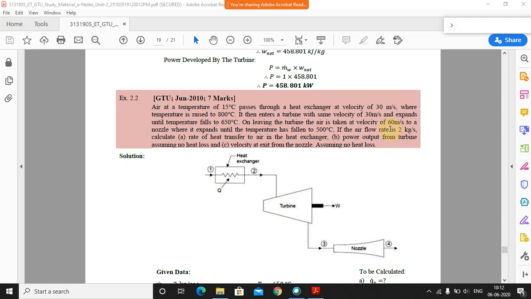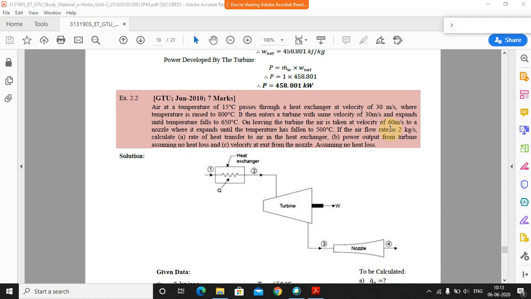If the air flow rate is 2 kg per second, calculate first the rate of heat transfer to air in the heat exchanger, second the power output from the turbine assuming no heat loss, and third the velocity at the exit from the nozzle assuming no heat loss over there.